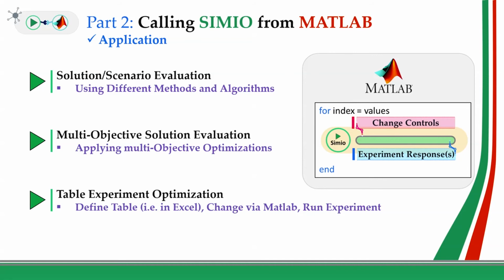And the last application would be table experiment optimization. Once you have your input data as a table, either in Excel or Matlab, you really do not need to define multiple controls inside Simio. You can simply put all of those numbers inside a table, change those numbers from Matlab every time, and then call Simio to run the experiment based on the new data inside the table.